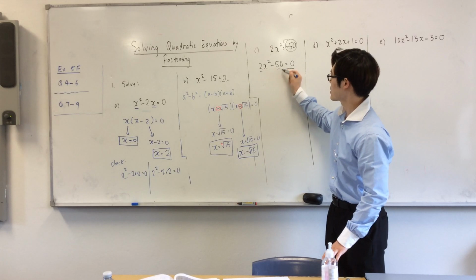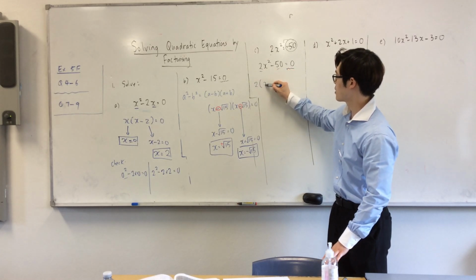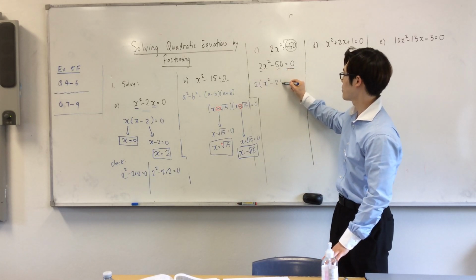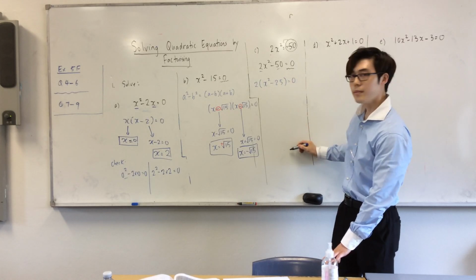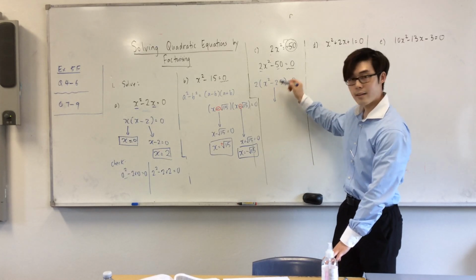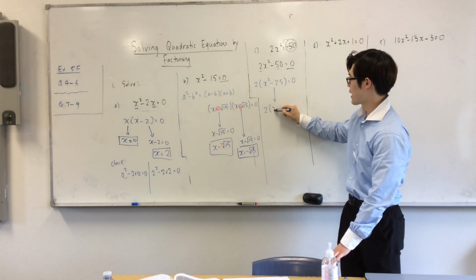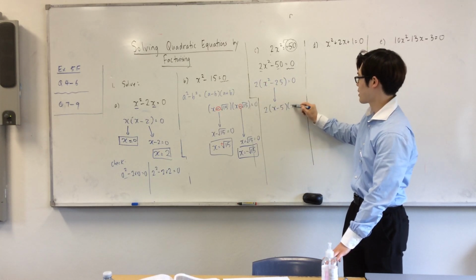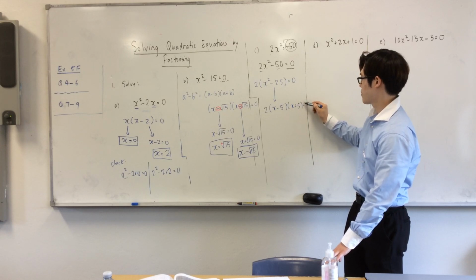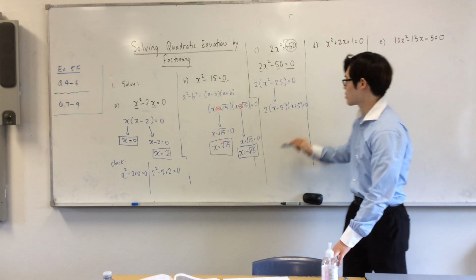So in this case, 2 is common, so take the 2 out, got x squared minus 25 equals to 0. And we can further factorize that. That's the difference of 2 squares like here. So you've got 2(x minus 5)(x plus 5) equals to 0. And then from here, solve for x.